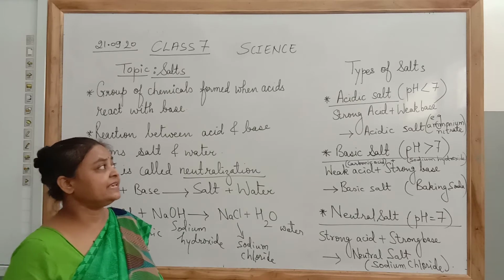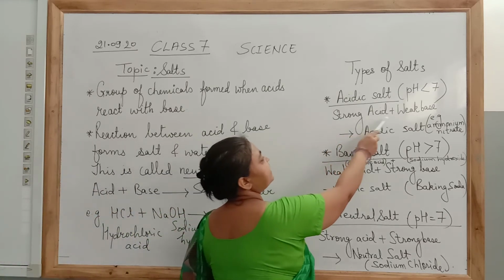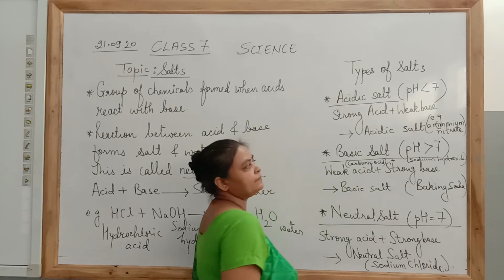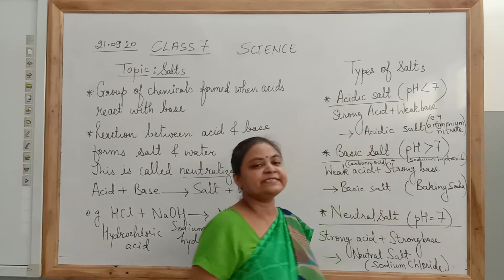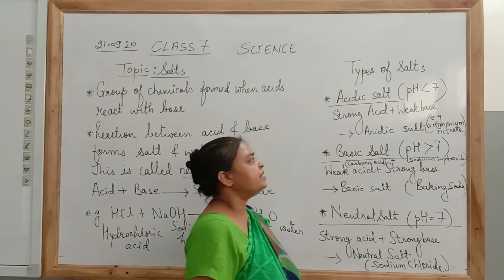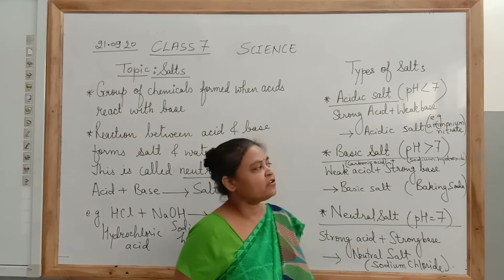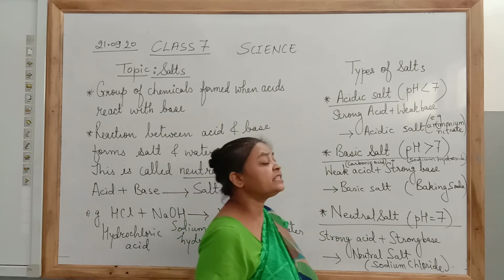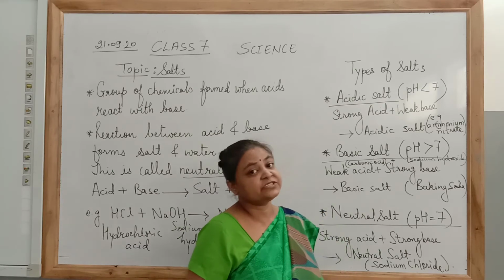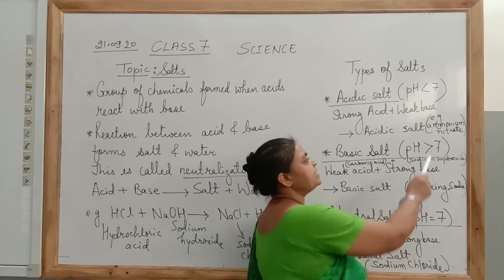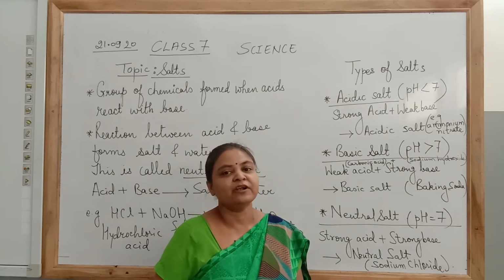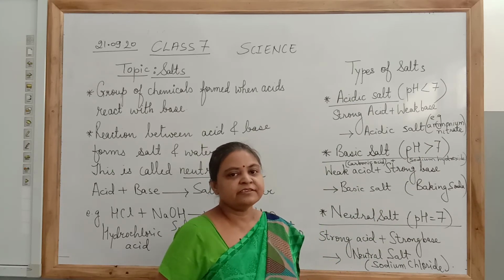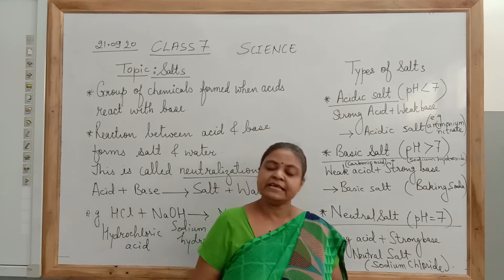So, let us see. When strong acid reacts with a weak base, the nature of the salt will be acidic. For example, if we take nitric acid, which is a strong acid, when it reacts with ammonium hydroxide, which is a weak base, it forms ammonium nitrate. And the nature of ammonium nitrate salt is acidic. So, its pH will be less than 7.